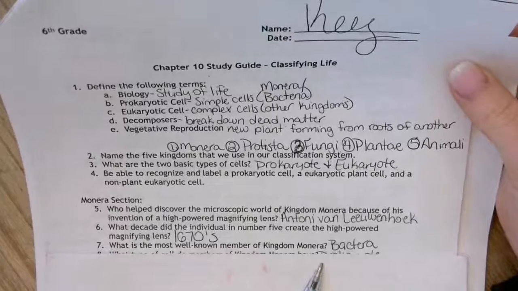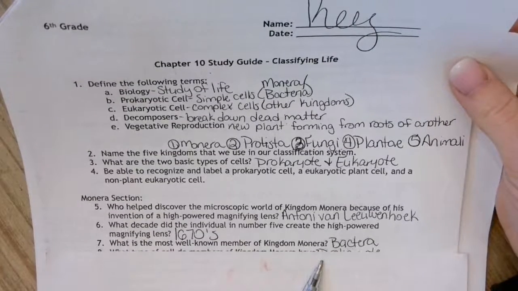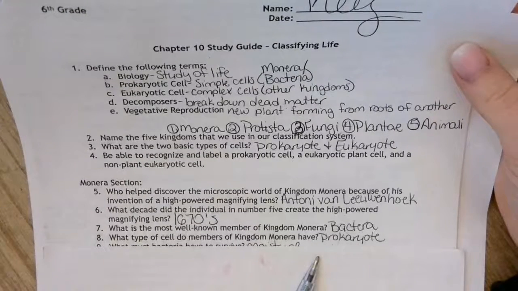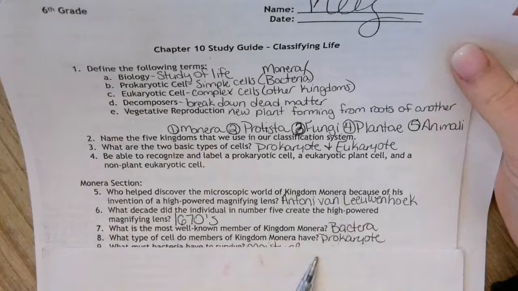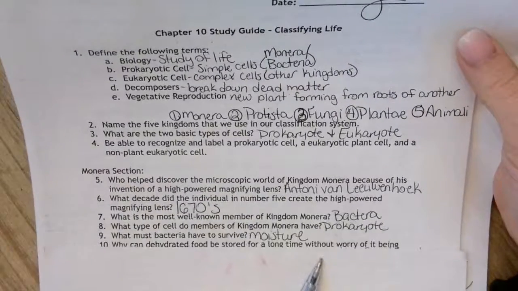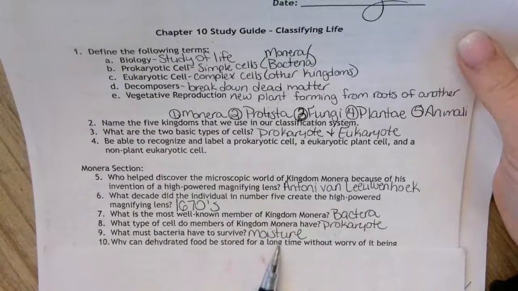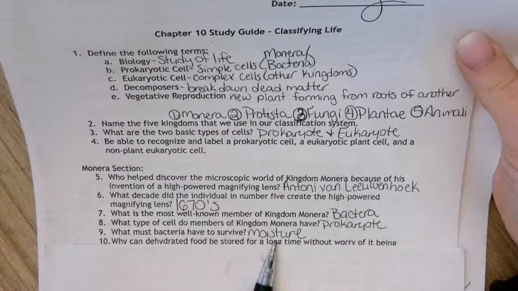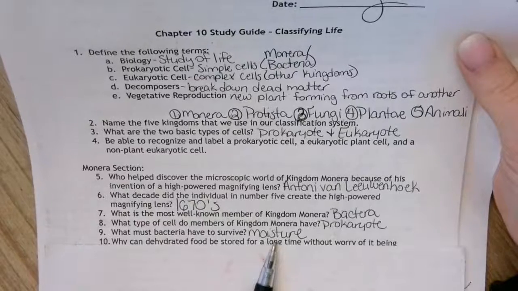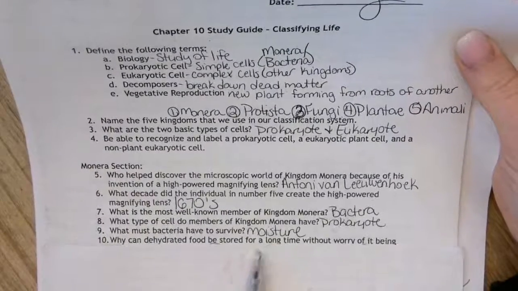Number 7, what is the most well-known member of Kingdom Monera? Bacteria, of course. Number 8, what type of cell do members of Kingdom Monera have? They have prokaryote cells. Number 9, what must bacteria have to survive? They have to have moisture. Remember, that's why hospitals and doctors' offices keep it so cold, to try and get rid of the moisture and the humidity in the air.